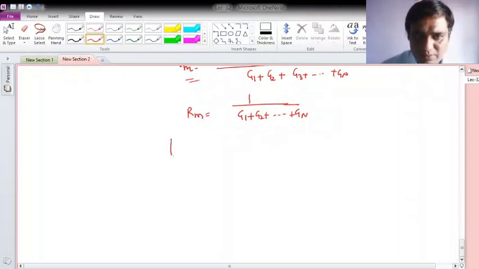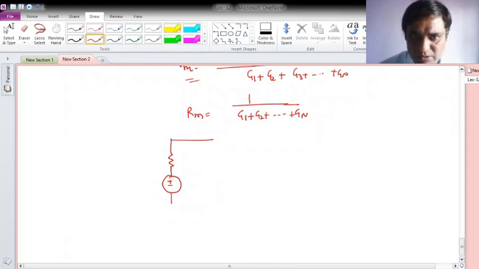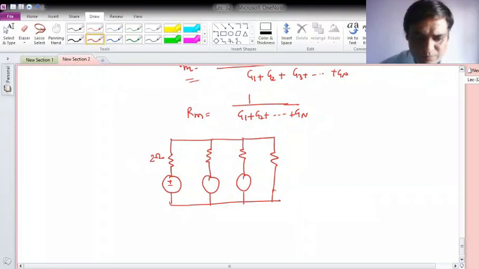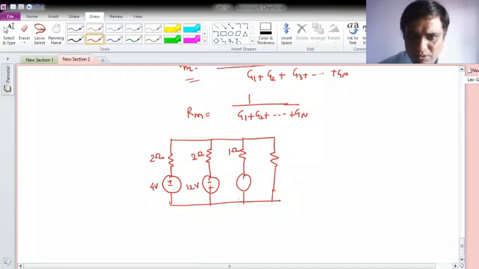Suppose I have this resistance with a voltage source in series with it, next this in series with it, one more, then one more voltage source, and say the situation is like this. Say this is 2 ohm with 4 volt. This is 2 ohm, this is minus plus 12 volt, this is 1 ohm, this is plus minus 2 volt, and this is 3 ohm. I am interested in finding this current I.